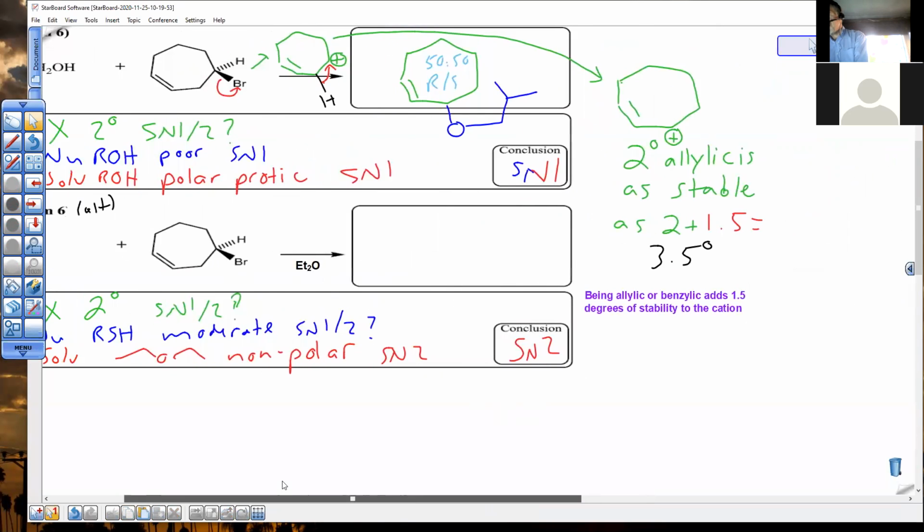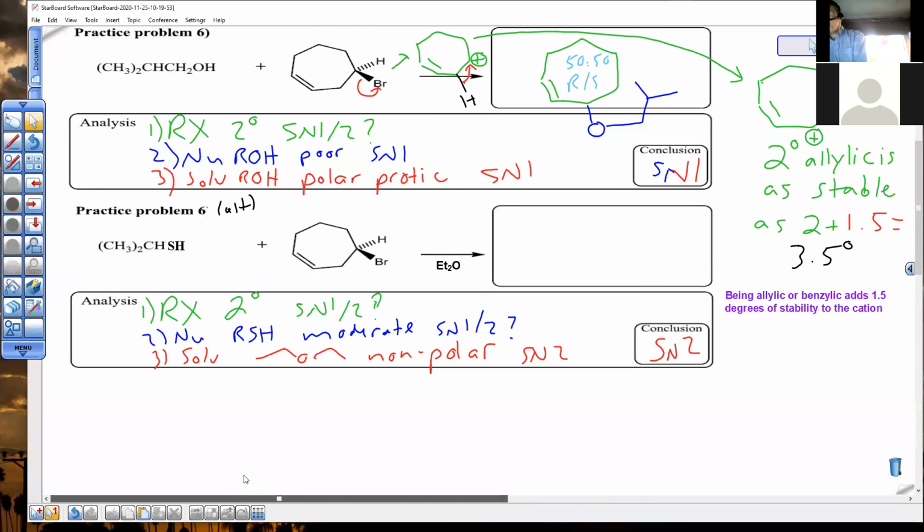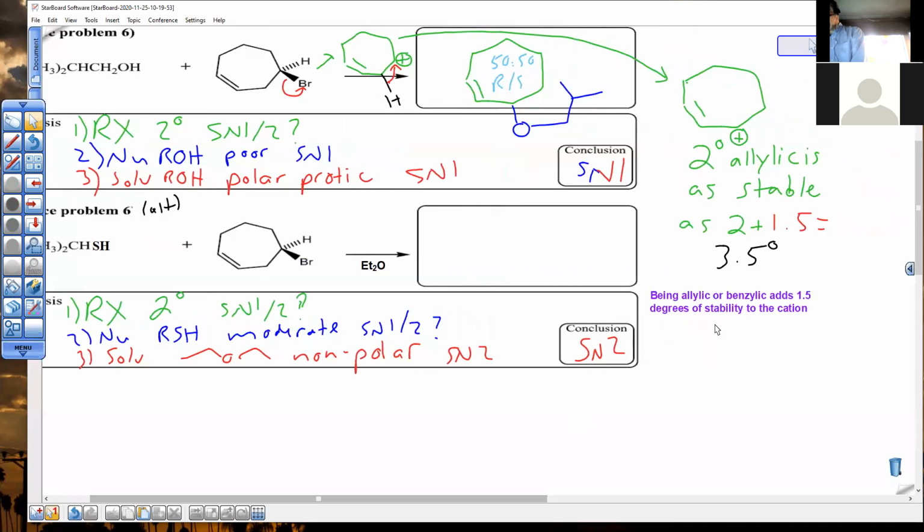If you can make a cation by rearranging a cation that used to be secondary, then you must do so, if you can get it to be more stable. That is the same as you learned in chapter 6. Why do rearrangements happen? To get a more stable carbocation. The only thing that's new here is, why is this a more stable cation? Because being allylic means you can resonate.